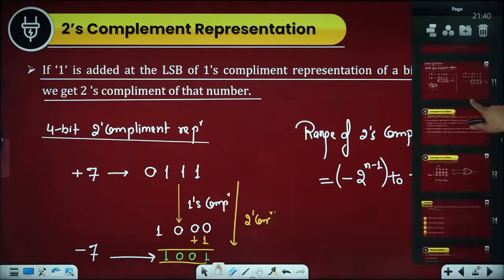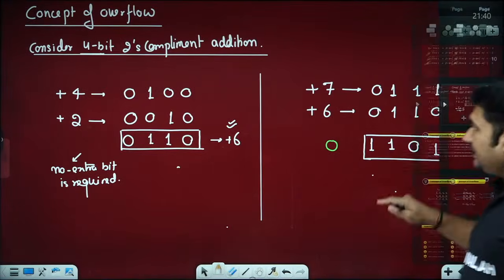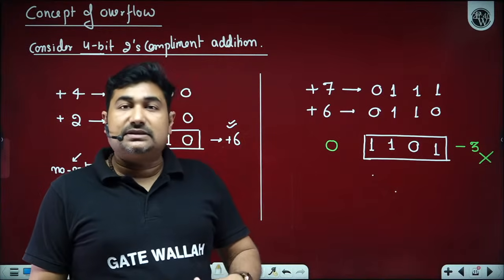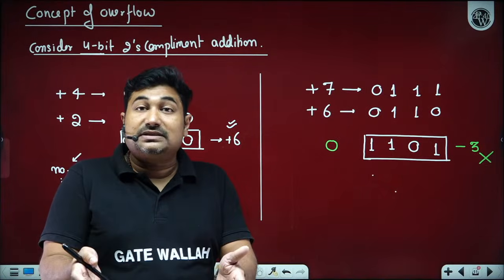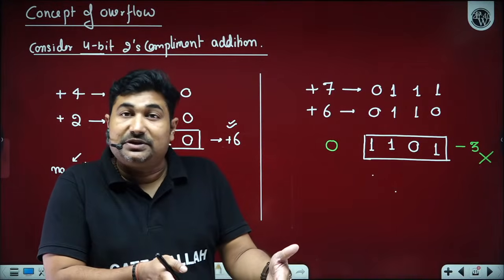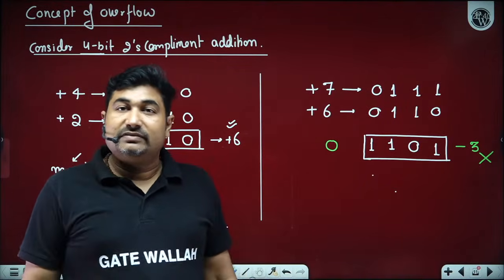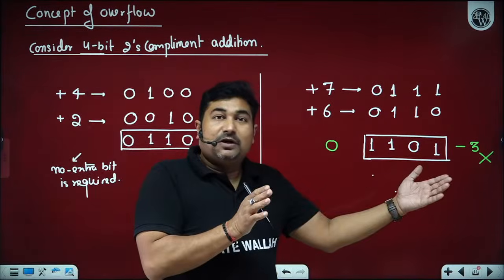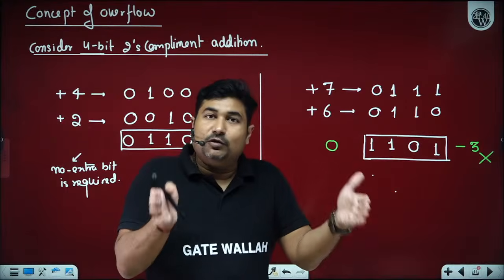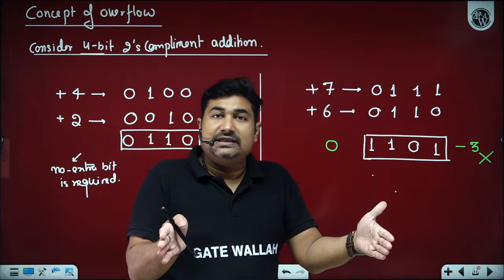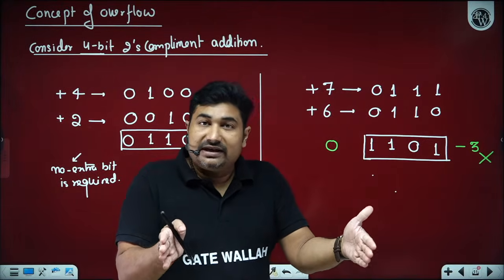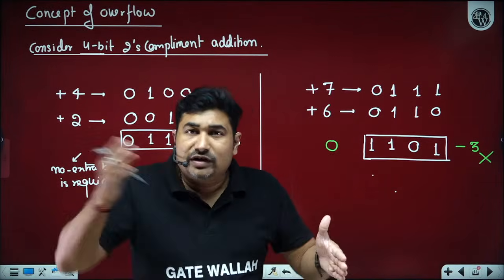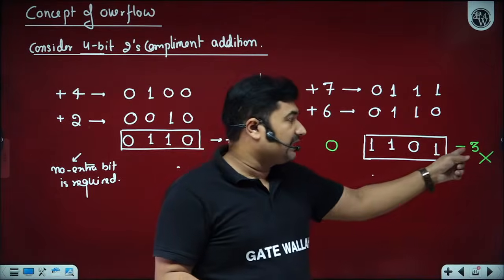And what result do we get when adding plus 6 and plus 7? We get plus 13. We can't represent plus 13 in 2's complement with 4 bits. We need 5 bits. Why did it happen? Because you have only 4 bits, and the maximum number you can represent is plus 7, but you want to represent plus 13. You can't, so overflow occurred, and that is why we are getting a wrong result.